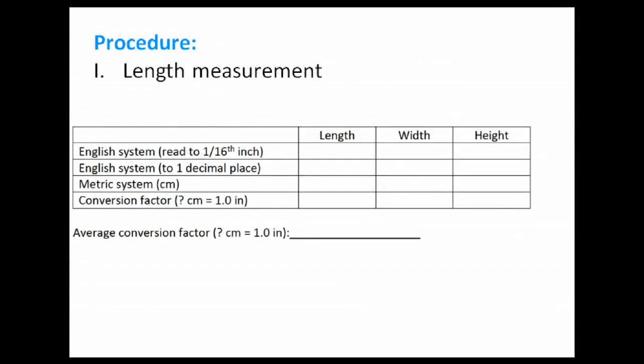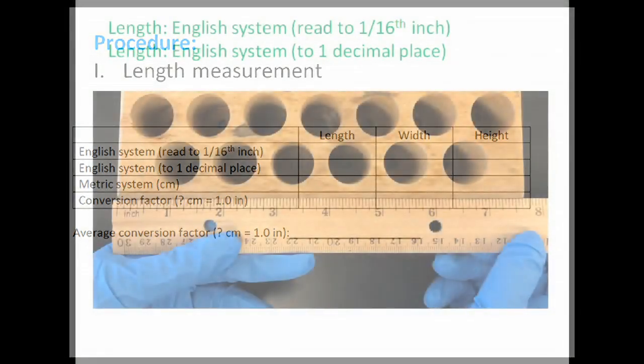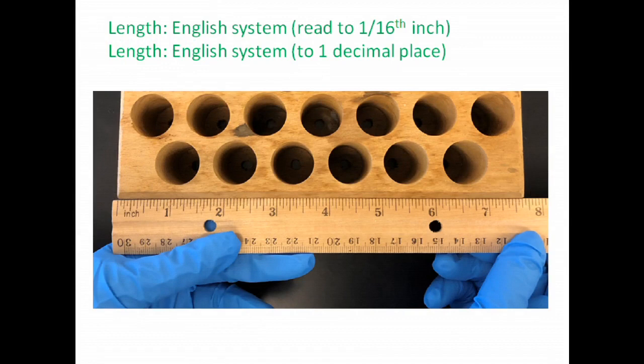The first thing we're going to do is fill in this table. We are going to find the length, width, height, and conversion factors. To calculate conversion factor, you use the metric system measurement, which is in centimeters, and divide by the English system decimal number. Under the table, you will need to calculate the average conversion factor, which you will do using the data from the table. We will be using a test tube rack for this portion of the experiment.